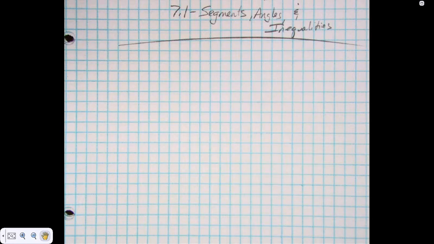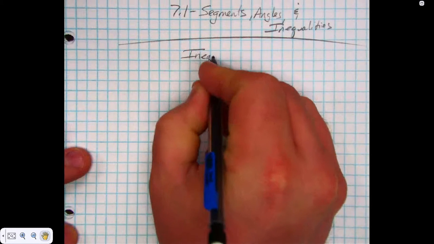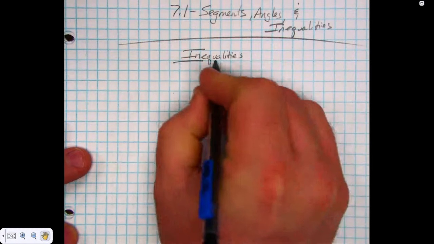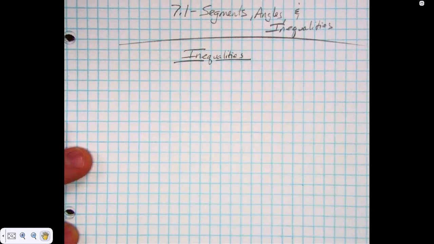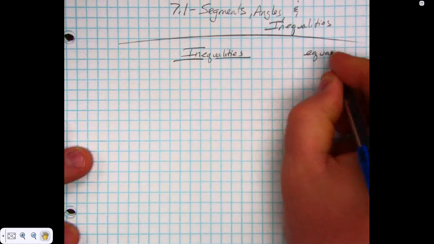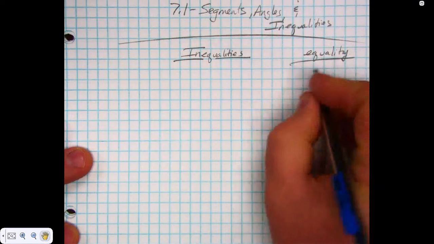Anyone tell me what these are? They say we're talking about inequalities. What do you think we're talking about? What do you think an equality would be? Equal sign?